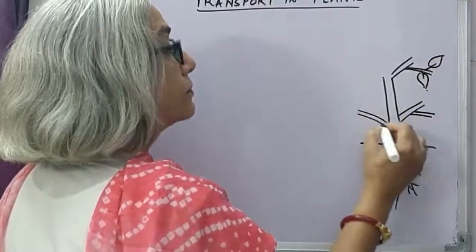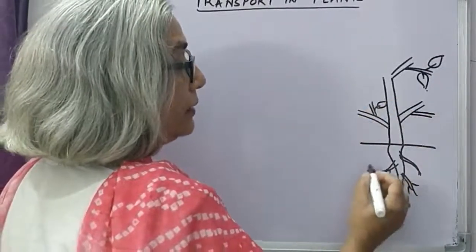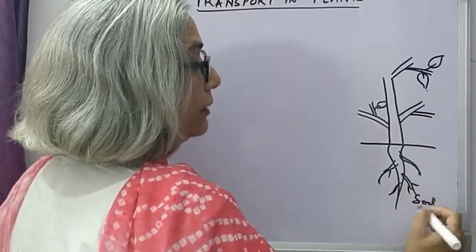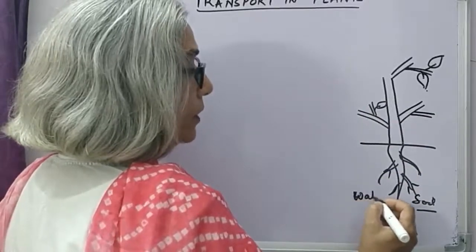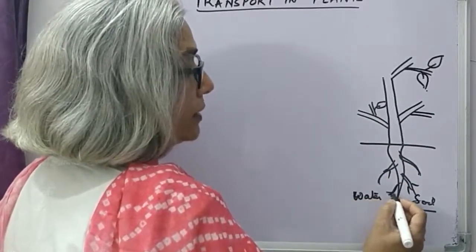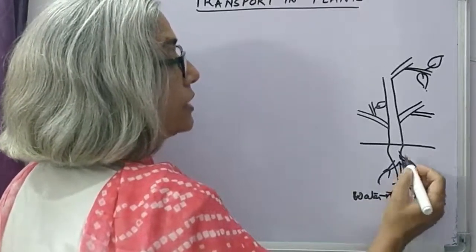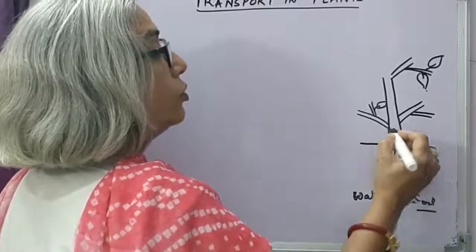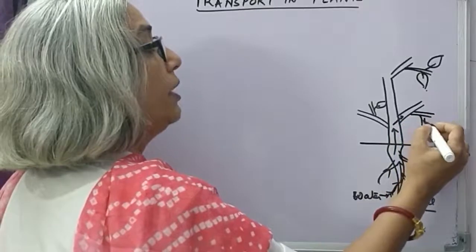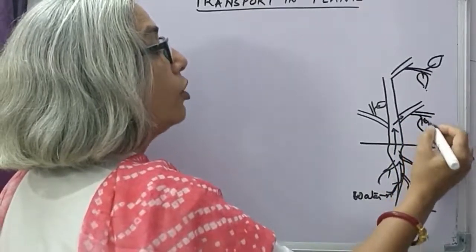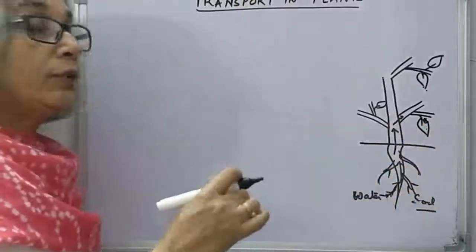So this is a basic plan of a plant. There is soil here, and in soil there is water. So the root hairs absorb water, it moves up through the xylem, from the xylem of the root to the xylem of the stem, to the branches, finally through the petiole. Petiole is the stalk of the leaf. It comes to the leaf, where it is going to be utilized by the leaf.